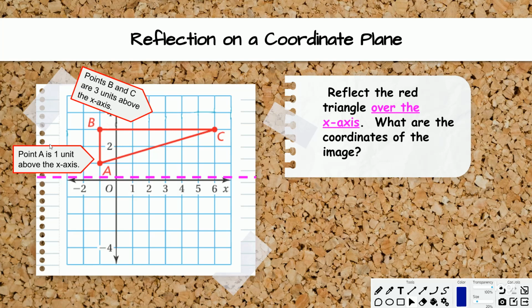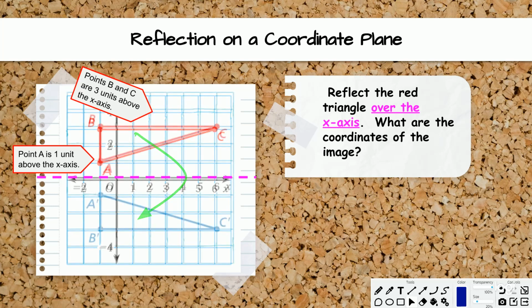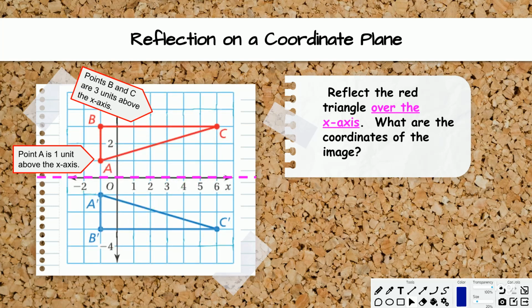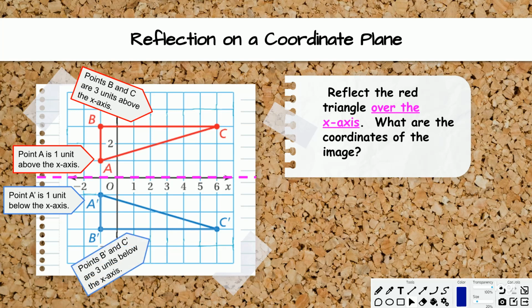So now I need to reflect it over, so it's going to flip over that line, and it will look like this. And now what we can notice is, since point A was 1 unit above the x-axis, when we reflect it, A prime is now 1 unit below the x-axis. And points B and C were 3 units above, and B prime and C prime are 3 units below. So these were above, now they're below.